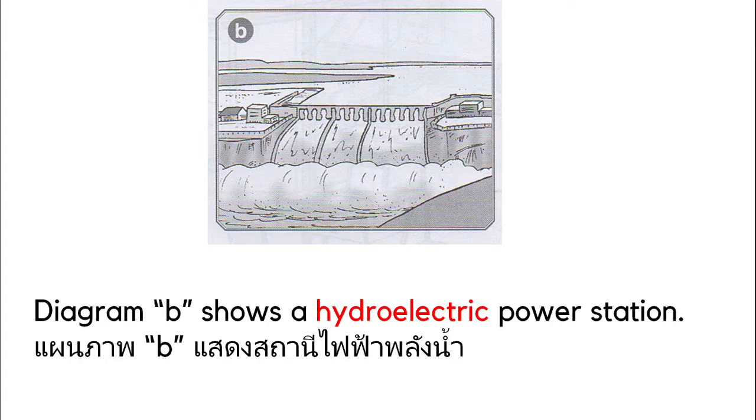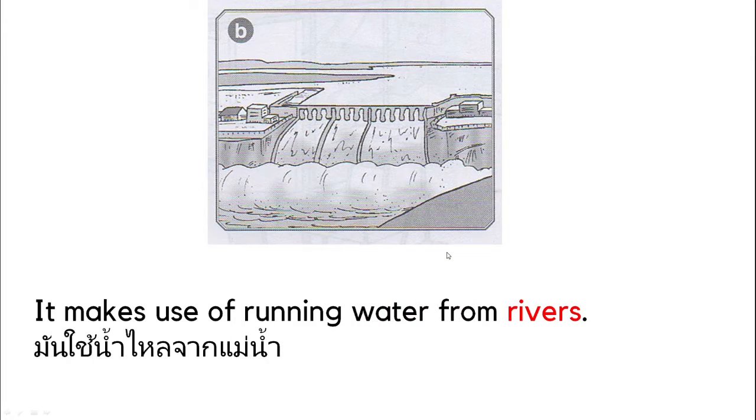Look at the picture. This is diagram B. Diagram B shows a hydroelectric power station. It makes use of running water from rivers. As you can see, there is a dam across the river.